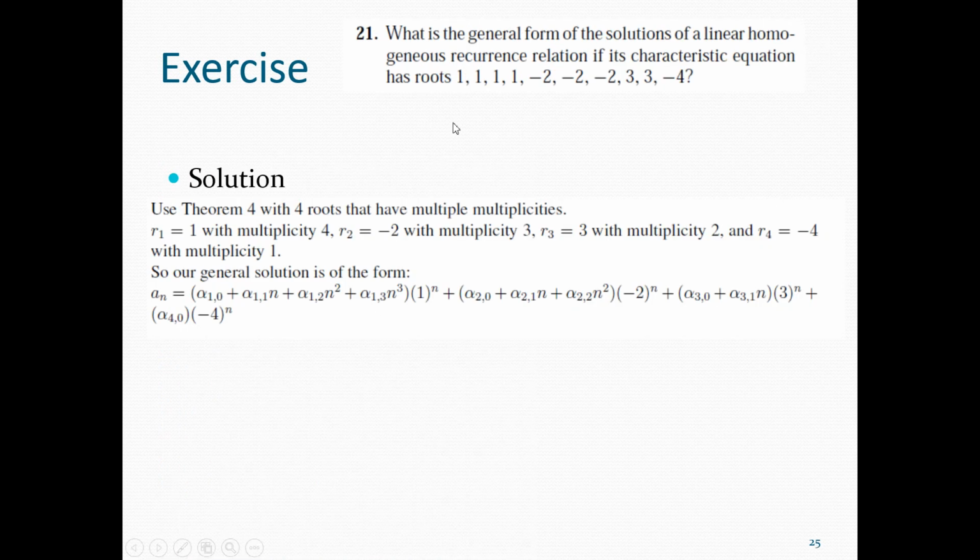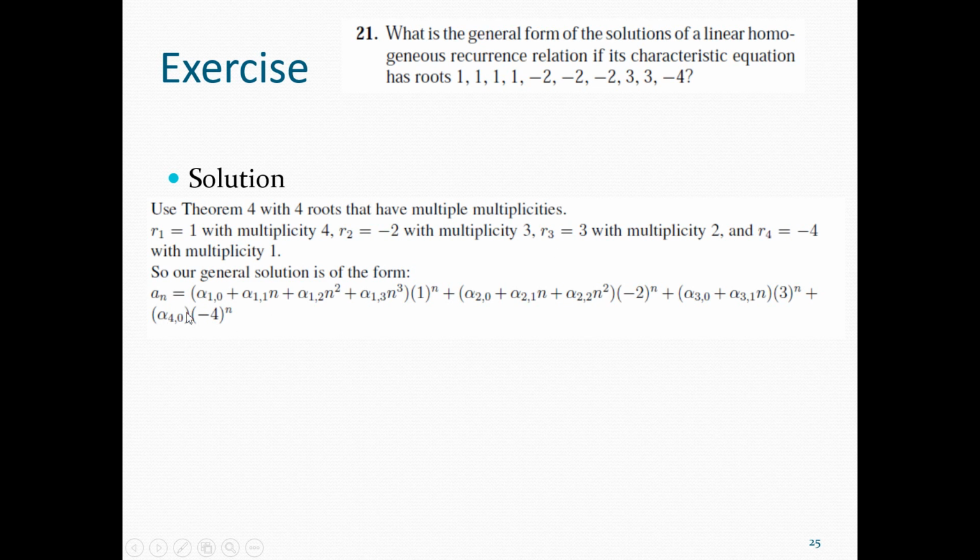Now, next question. What is the general form of the solution of the linear homogeneous recurrence relation if its characteristic equation has roots 1 of multiplicity 4, -2 of multiplicity 3, 3 of multiplicity 2, and -4 as a single root? According to theorem 4, we have r_1 with multiplicity 4, r_2 = -2 with multiplicity 3, and so on.